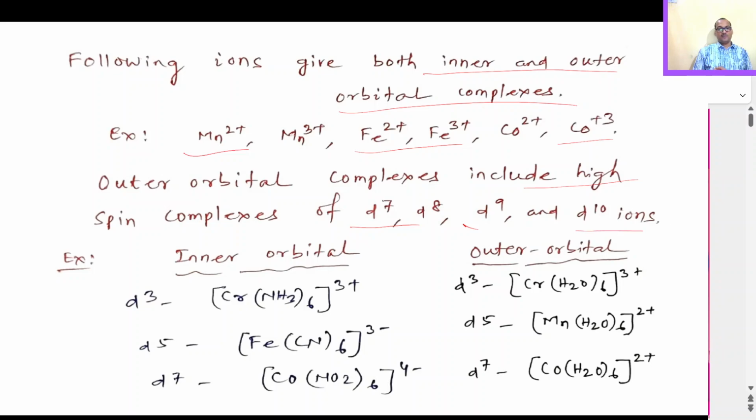For example, inner orbital: d3, [Cr(NH3)6]3+; d5, [Fe(CN)6]3-; and d7, [Co(NO2)6]4-. For the outer orbital case, that is mostly by weak field ligands. For d3, [Cr(H2O)6]3+; d5, [Mn(H2O)6]2+; and d7, [Co(H2O)6]2+.